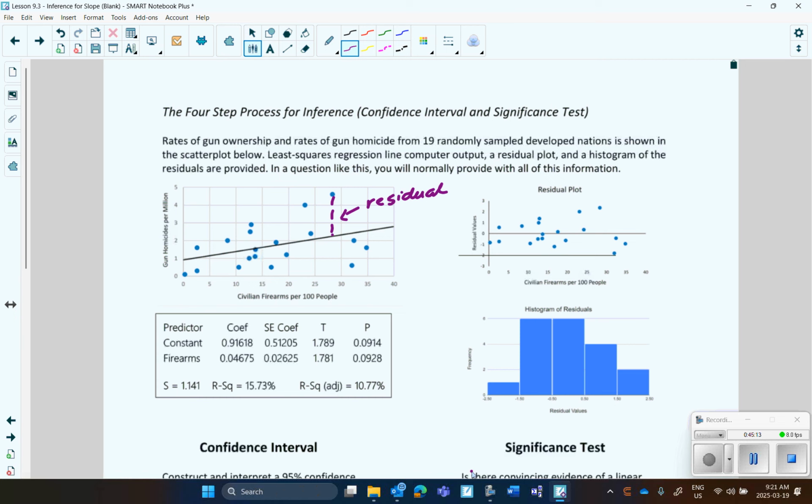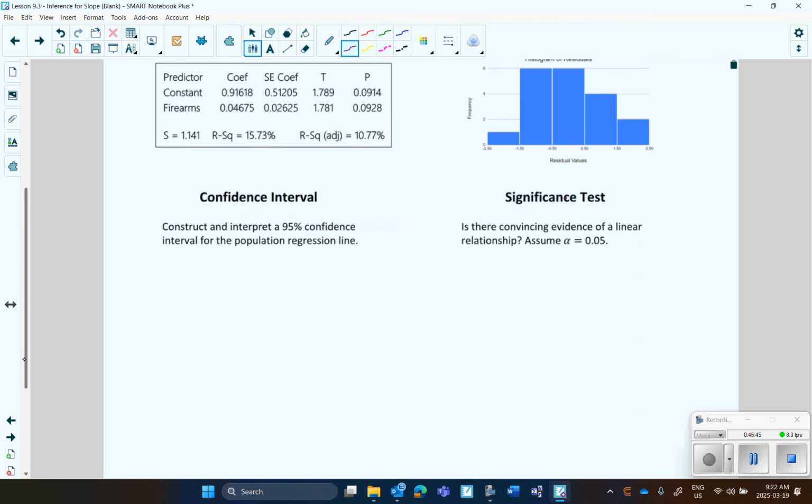And therefore, we can graph all the residuals. We can also show a histogram, which is a range of civilian firearm ownership, rather than just putting each individual one in. A histogram saves us a little bit of time. We're going to need this for conditions as well. So we'll talk about these when we get to the next page on conditions. So we're going to do both at the same time.